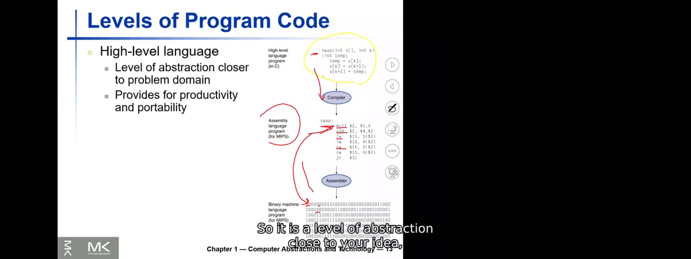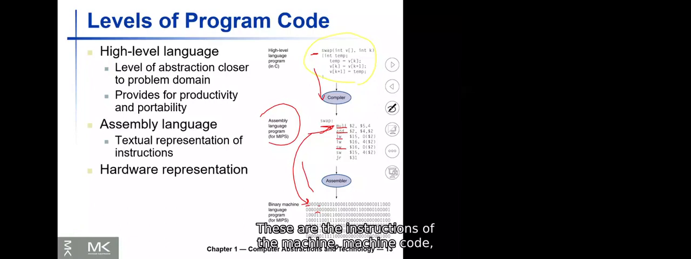So high-level language is a level of abstraction close to your idea, your application at top level, and even in your application writing, you use some kind of abstraction. First, you start with the top-level modules, and then going down in more and more detail. And then we have assembly language, some kind of textual presentation of the instructions. These are the instructions of the machine, machine code, but textual. You see, add, LW, load word, for example.